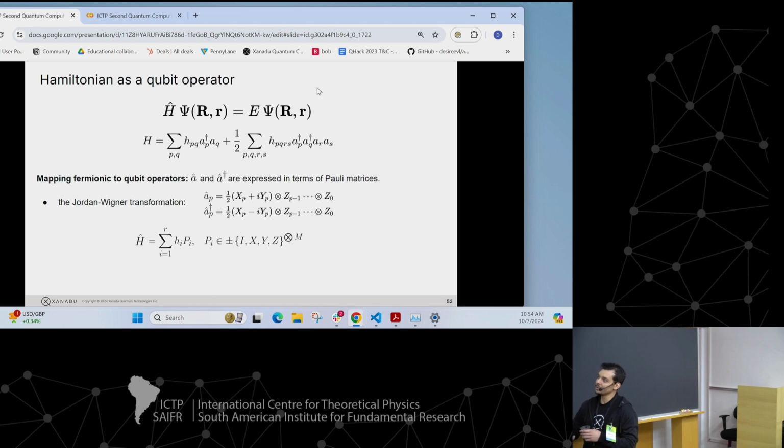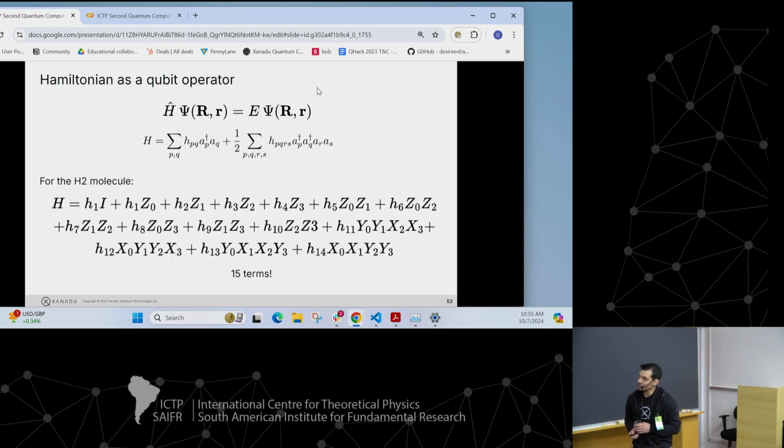There are different transformations you can do. We're going to focus on the Jordan-Wigner transformation to express your creation and annihilation operators in terms of Pauli spin matrices. The reason you do it with Pauli matrices is because typically when you do a measurement, you do it with respect to one of these directions. If you want to measure along the z-axis, you measure Pauli Z. In the other directions, you measure Pauli X and Pauli Y.